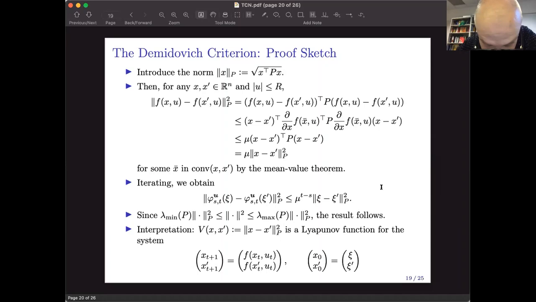So here the interpretation is that if I have a kind of diagonal system where I start two initial conditions, C and C prime, and then run the system in parallel with the same input, then the distance between their corresponding states in this weighted norm is the Lyapunov function for this diagonal system. But that's not the interesting part. The interesting part is actually the following.